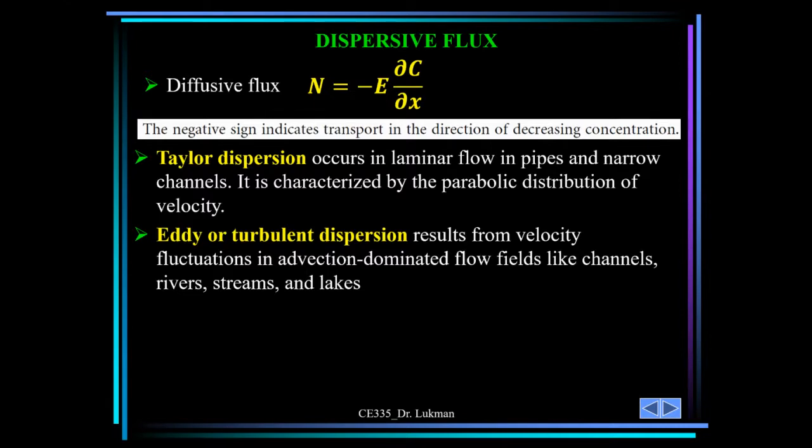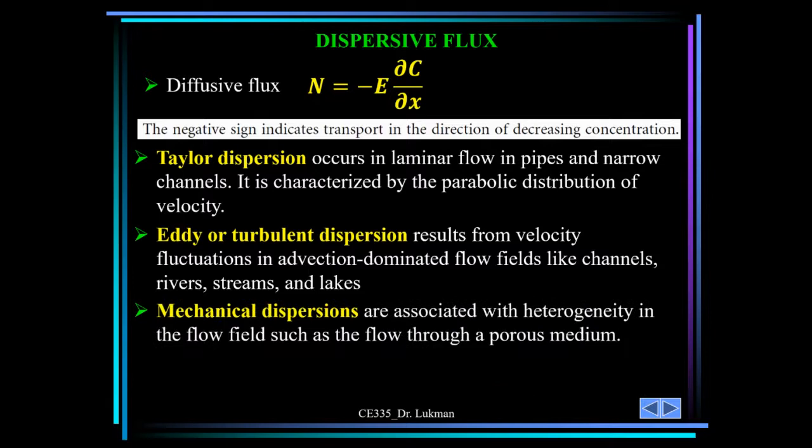Eddy or turbulent dispersion results from velocity fluctuations in advection dominated flow fields like channels, rivers, streams, and lakes. You have laminar flow in which the velocity is very low, and then you have turbulent flow in which the velocity is very high and there is a high level of mixing.